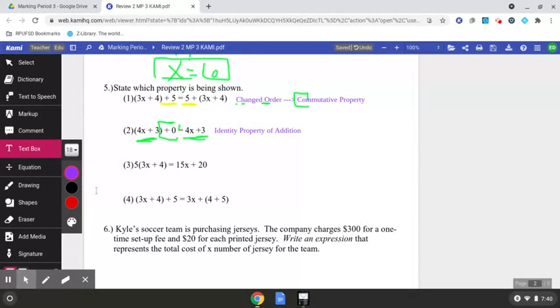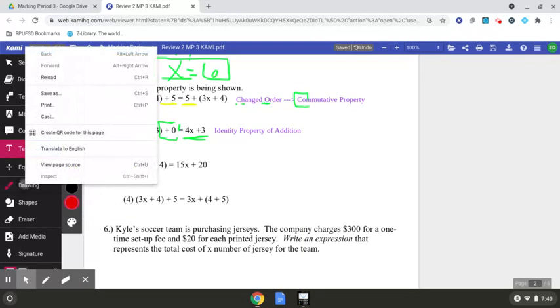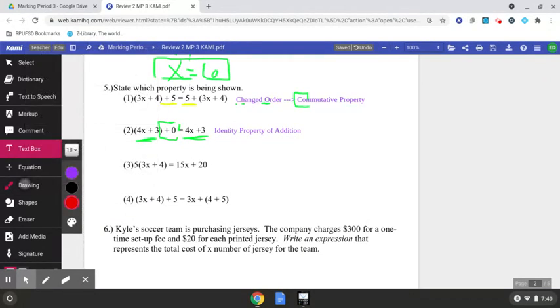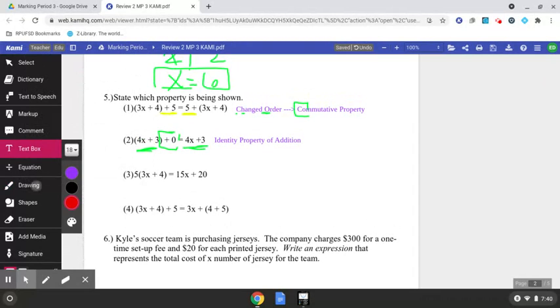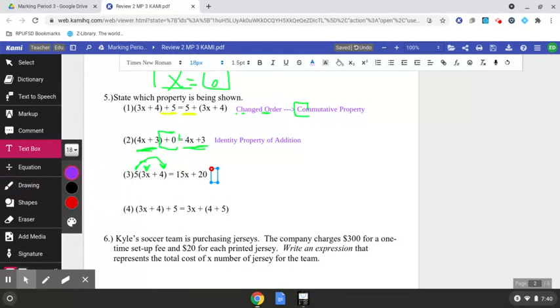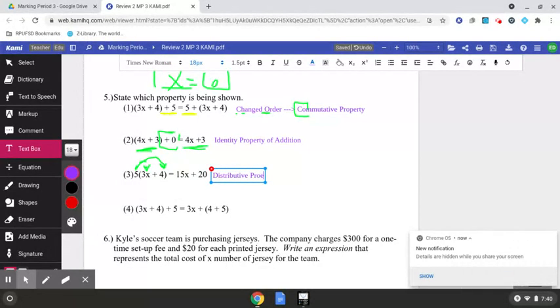Okay, number 4 we use quite often when we're solving, right? We're taking the parentheses, and then they're gone on the other side. So we're taking that 5 and we're distributing it. And in doing what I just did, I said the property, right? The distributive property is what we just showed.